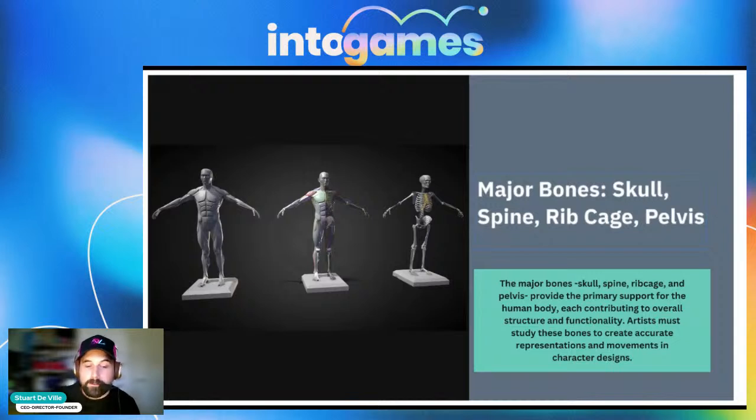So the major bone structures that you are probably quite familiar with are human bones: your skull, your spine, your rib cage, and all of these things. As it says, the primary support for your human body, the thing that helps you walk around, is the base structure, and understanding how each of those things affect each other means that you have a better understanding of movement.